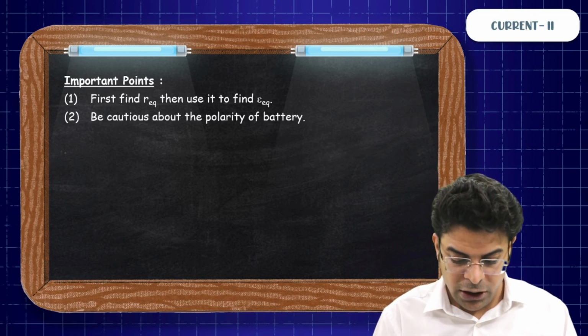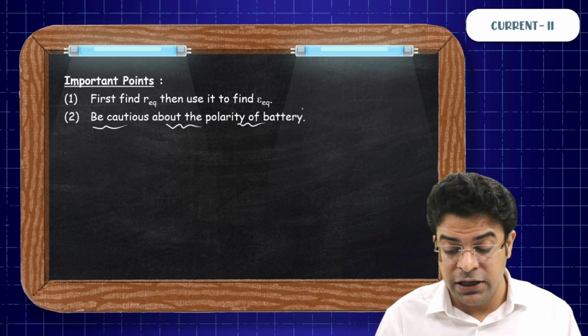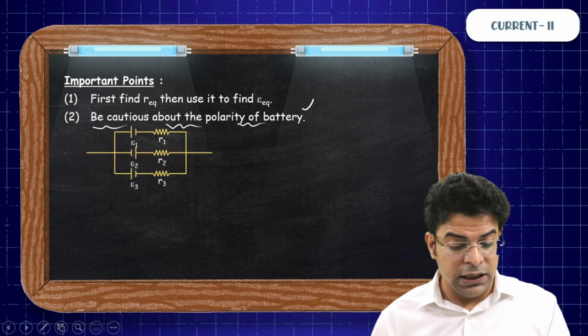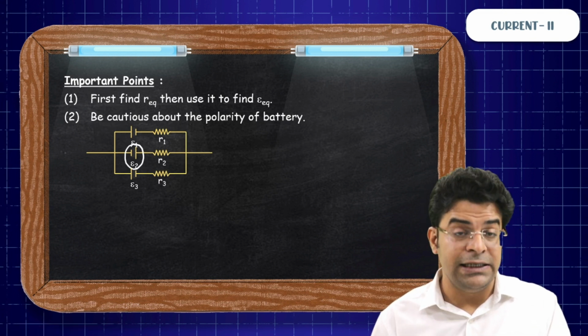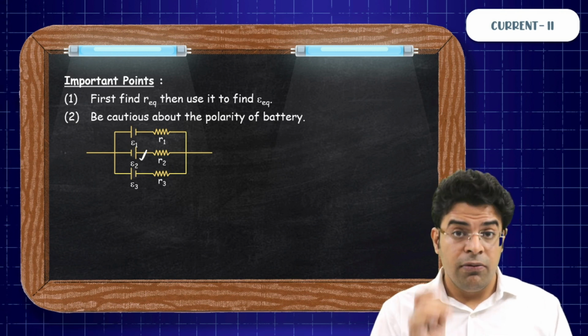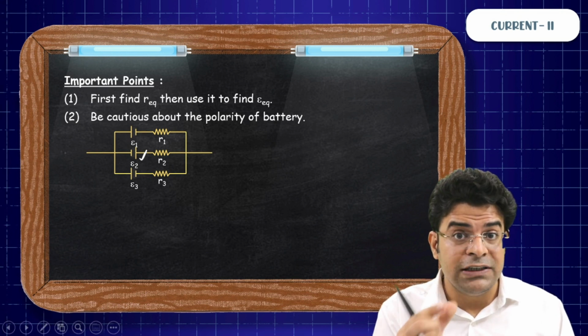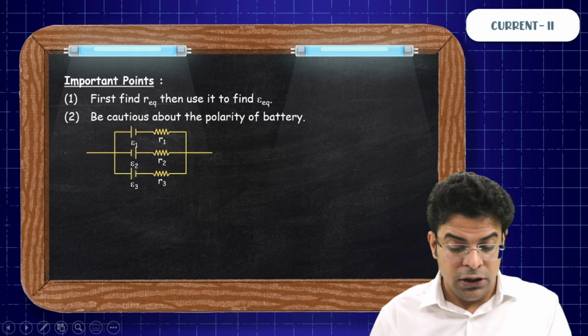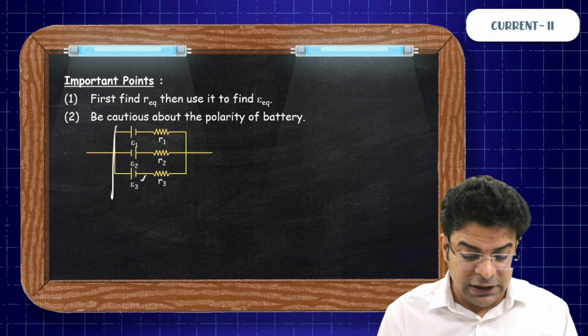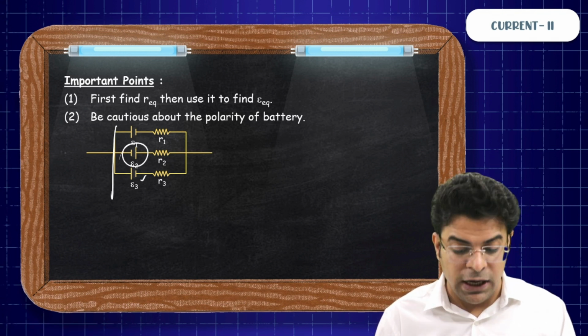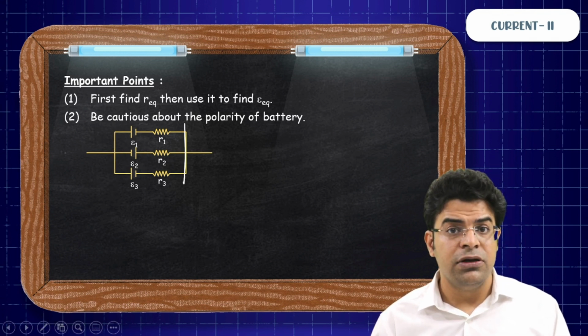Second point, be cautious about the polarity of the battery. In the question, they might flip the polarity of one of the cells. As you can see in this question, I have flipped the polarity of one of the cells, of EMF E2. The E1 wants the left hand side to be higher, the E3 wants the left hand side to be higher, but this E2 guy wants the right hand side to be higher. Now sir, what to do?